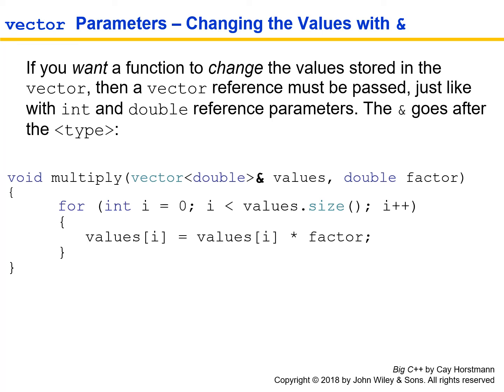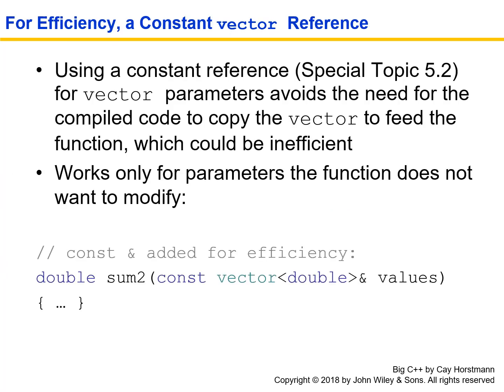You can also use the ampersand to allow you to change the values in the vector. This lets you multiply the entire vector by a constant factor. And if you want to pass a vector and make sure that it doesn't get changed, you can add the const keyword, which will signal the compiler that you don't want it to change any of the values in values here, and the compiler will warn you if that's going on.